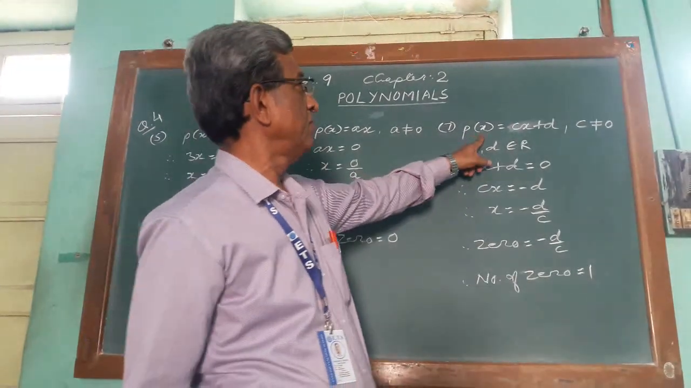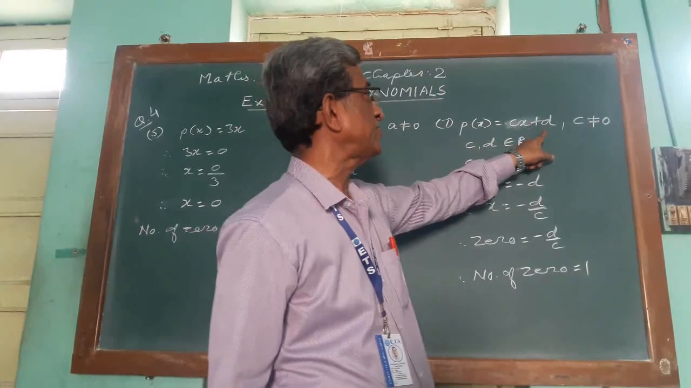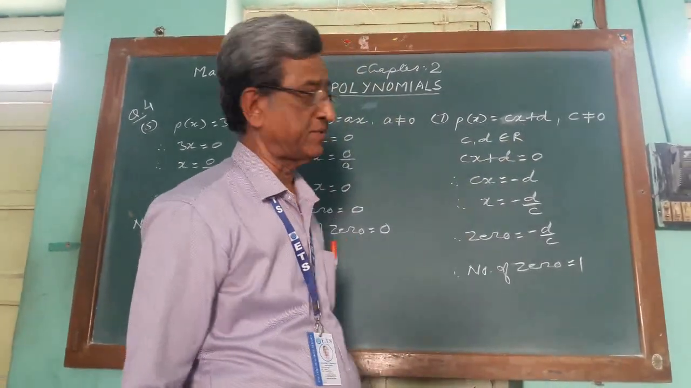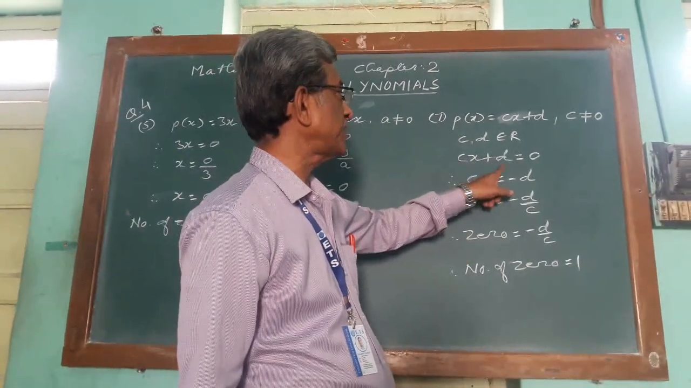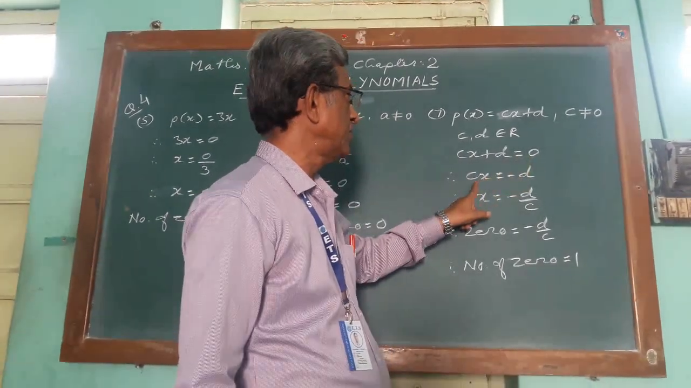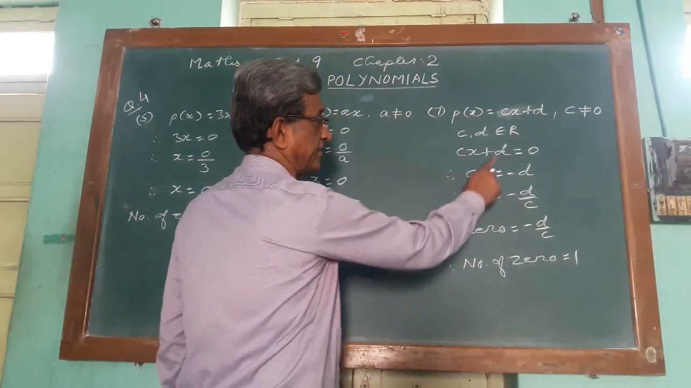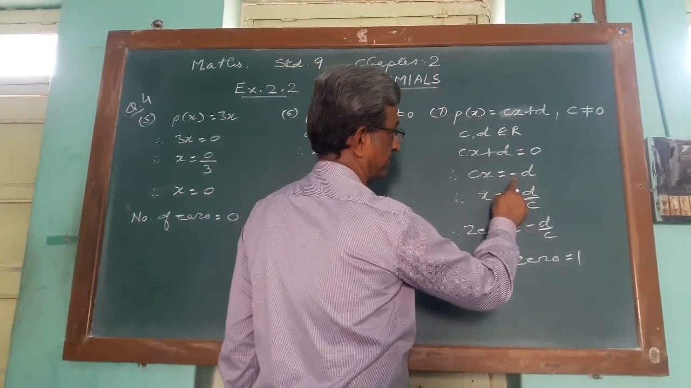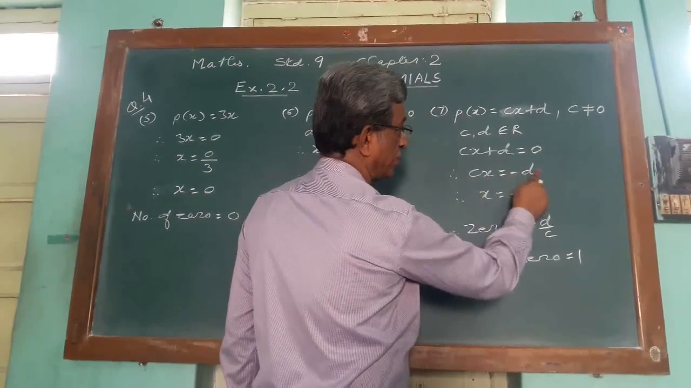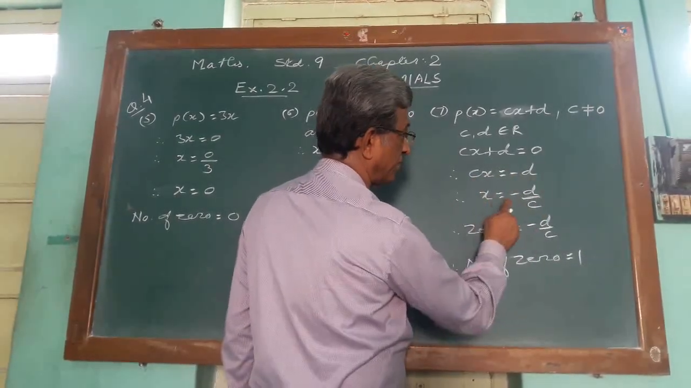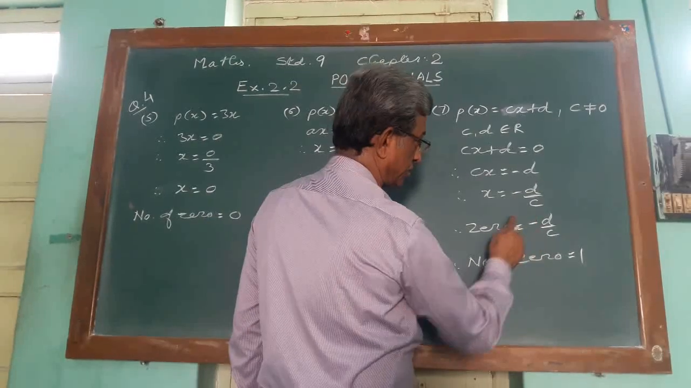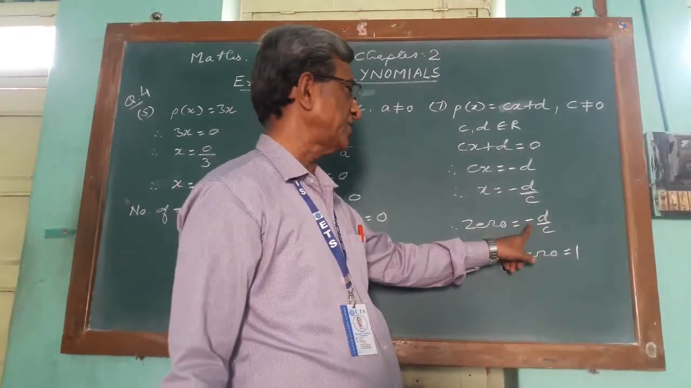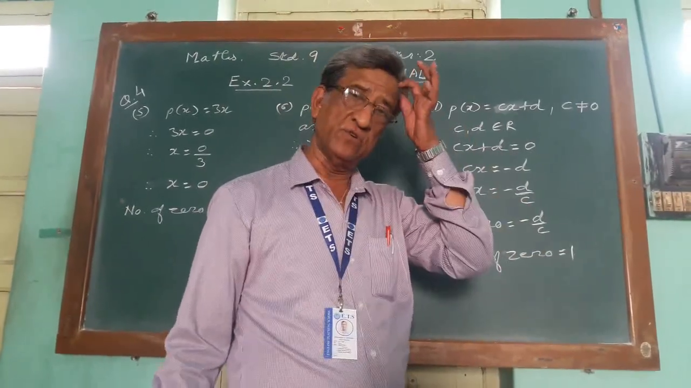7. p(x) is equal to cx plus d, where c is not equal to 0. c and d are real numbers. So cx plus d gives you 0. Take d on the other side. cx is equal to minus d. Again take c on the other side. So x is equal to minus d upon c. So the zero is equal to minus d upon c. And as you got one answer, the number of zeros is equal to 1.